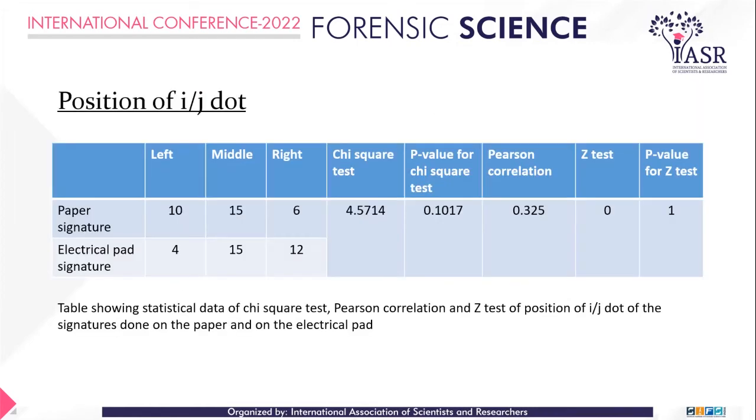And the Pearson correlation is 0.12325, which shows that it is giving a positive correlation, where it says that it has less variations.